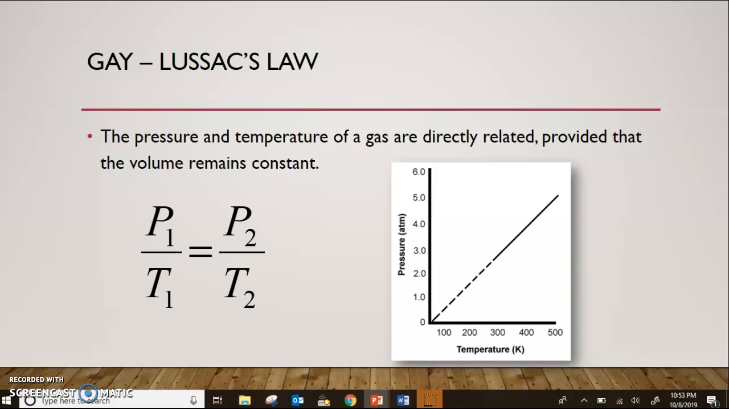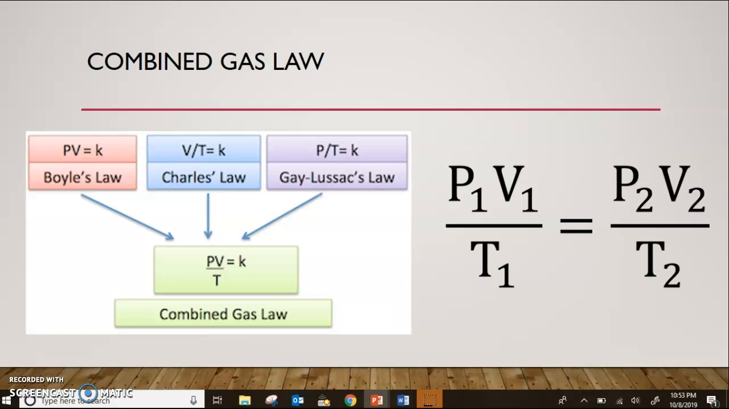Our third law here is Gay-Lussac's law, and that's looking at pressure versus temperature. It's the same idea. You should have 3 of these 4 variables. You plug it in and you solve for your unknown. And these 3 laws combine, these make our combined gas law. Again, if you don't need something, or if something's held constant, you can just remove that variable from your equation, which makes it super simple.